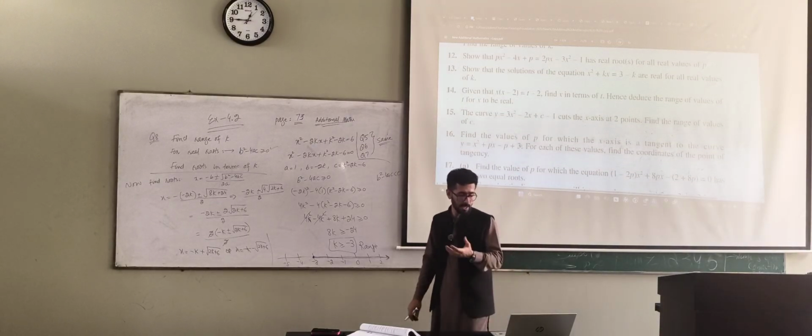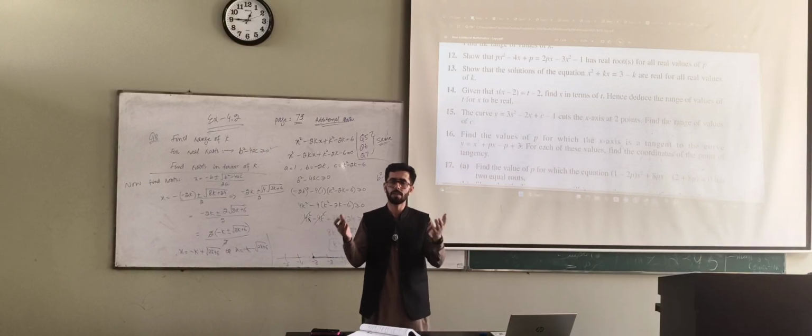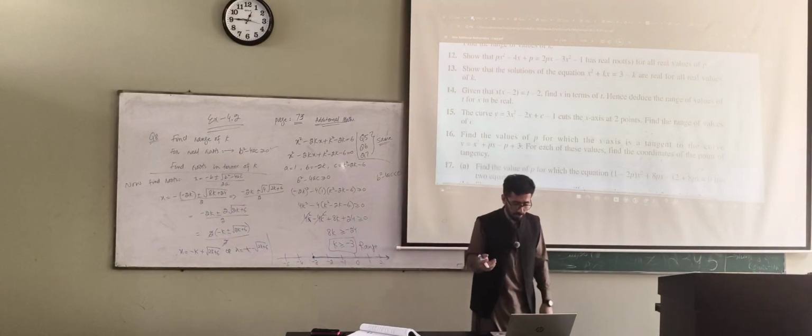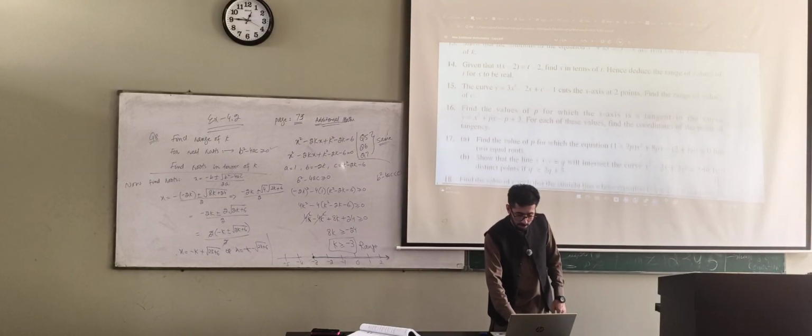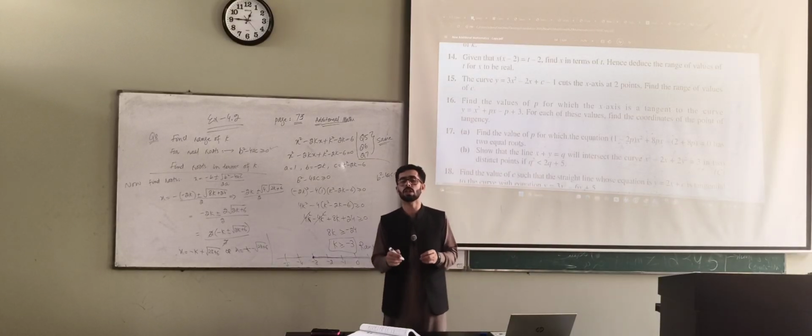Question number 15 says that this graph cuts the x-axis in two places. Very simple. If it cuts the x-axis in two places, that means two real different roots. Use discriminant bigger than 0 and find the values of c. Question number 16 says to find the values of p when it is tangential to the curve.